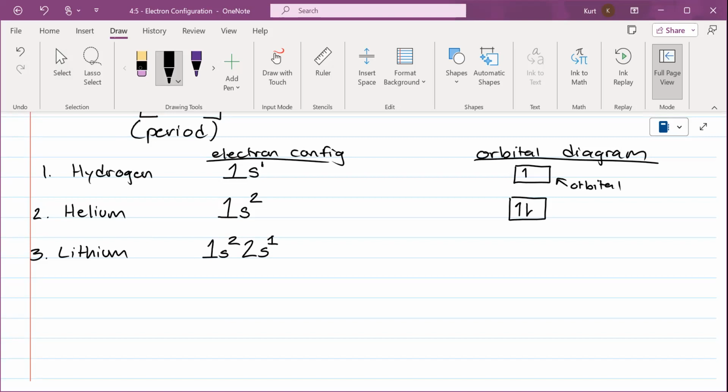I'll break it all down for you. This right here, 1s2. What elements does that represent? Hydrogen and helium, because in order to get to helium, what did you have to go through first? You can't get to helium until you've gone through hydrogen. You have to start in the ground state first. And then this represents lithium. 1s2, 2s1.